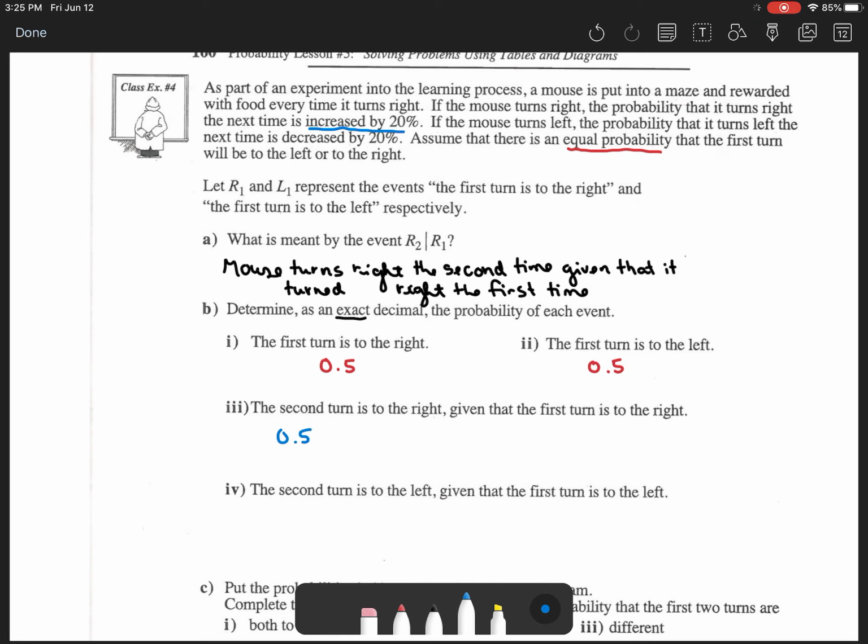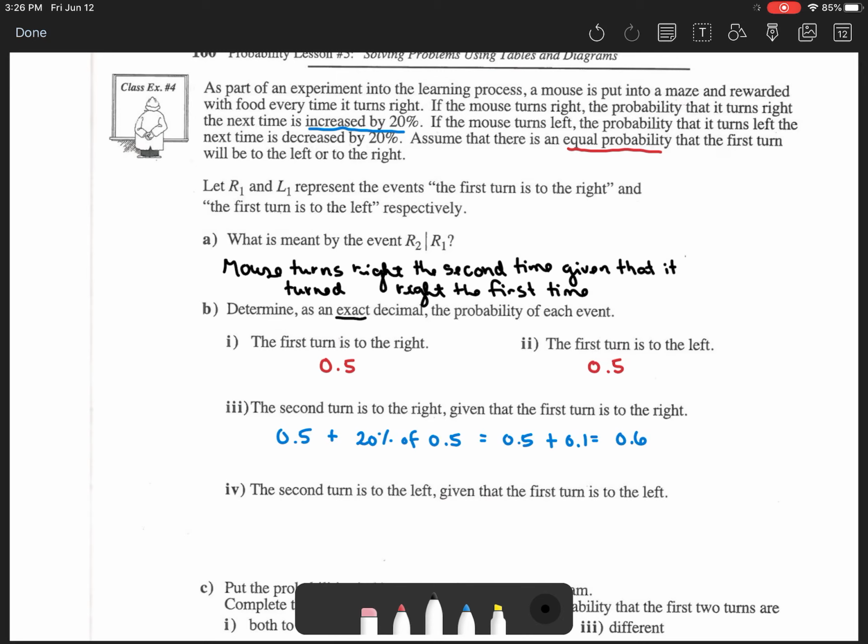So here's the mouse turning right, okay? To that, you add 20% of 0.5, because that second turn is going to be increased by 20%. So that calculation should be 0.5 plus 0.2 of 0.5, which is 0.1. So that will give you 0.6.